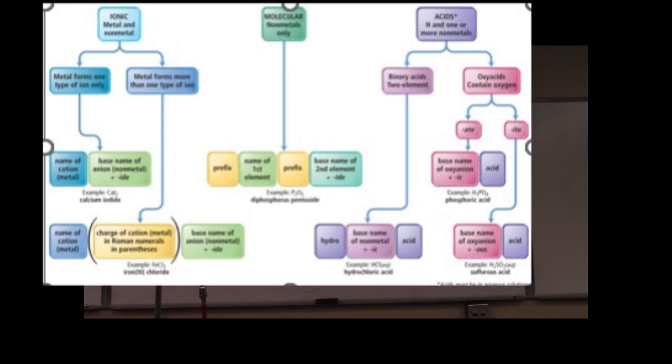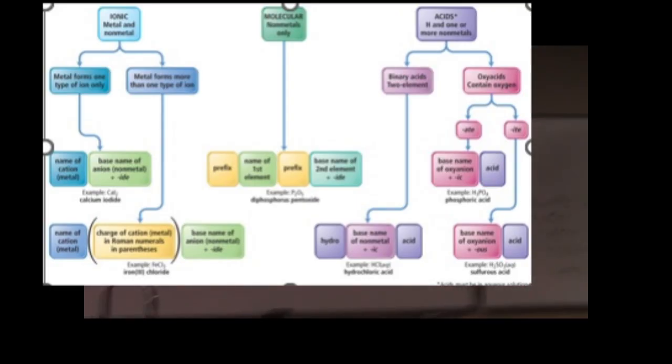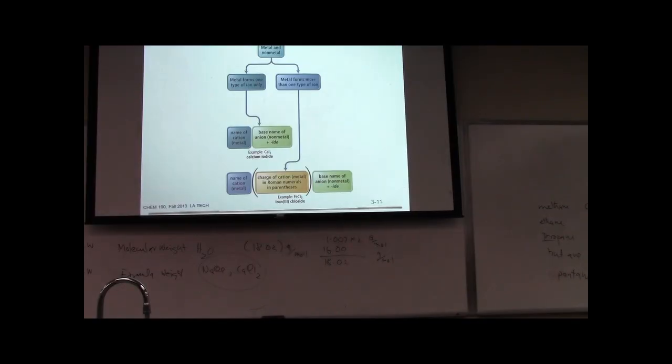Now you already know ionic compounds have type 1 and type 2. Let me go to the bigger picture. So we're going to do naming ionic compound formulas and all that, then the molecular compounds, then the acid names, right? So that's the flow of ideas. Metals that form only one type of ion, what is that? Type 1. Metals that form more than one type of ion are called type 2.